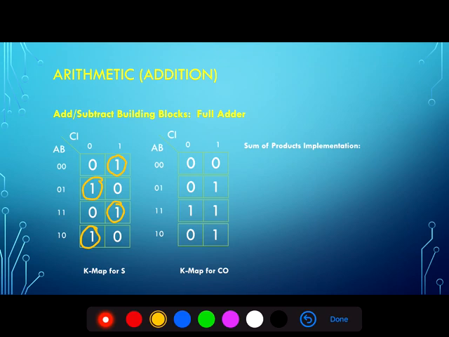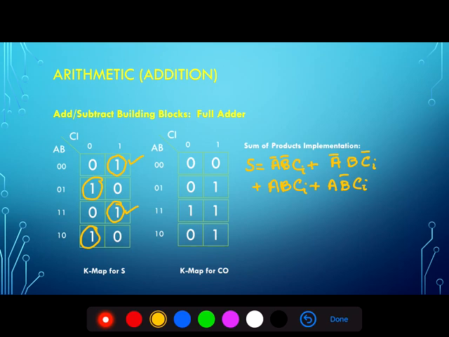And the sum expression will simply be A'B'C for the first grouping of 1, or A'BC', where all the C's are the carry in. For the next group, A, B, and C. And the last group is AB'C', where all the C's are carry ins.